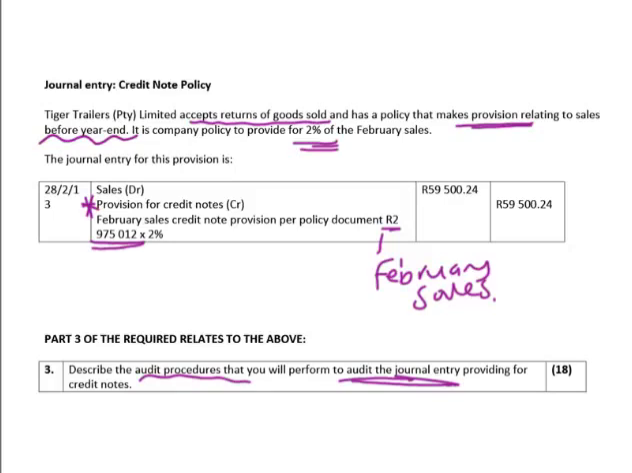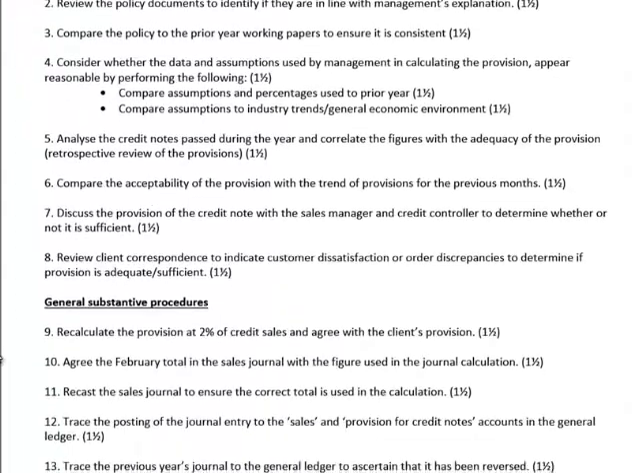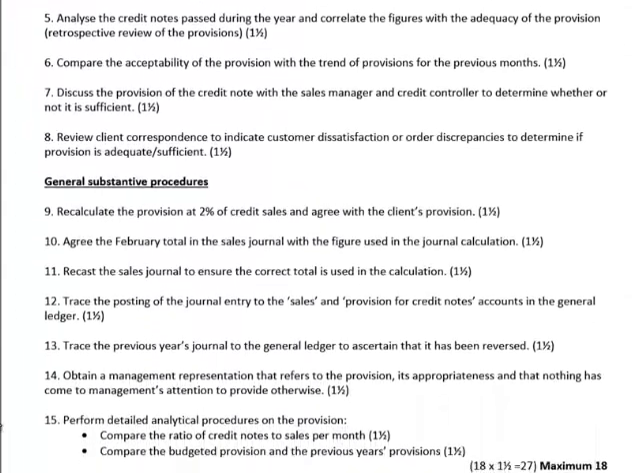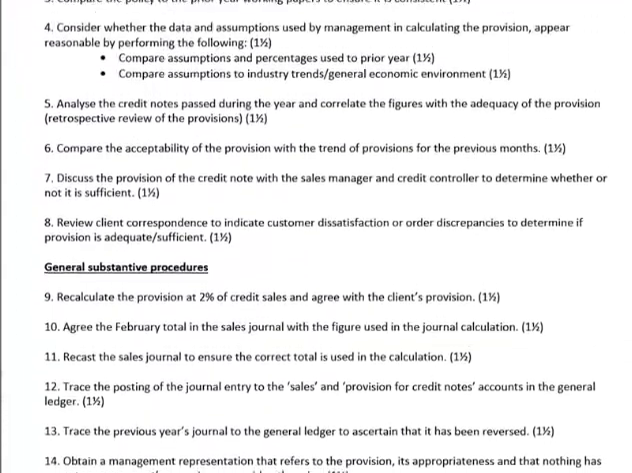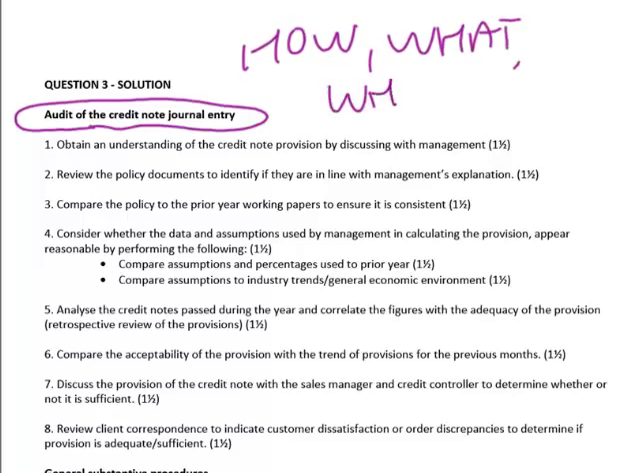Let's go through to our solution here. It says we are going to be auditing the credit note journal entry. Okay, remember once again the structure of your answer. So in this case, we'll see if we scroll down, they've got general procedures at the bottom, and then obviously specific procedures at the top. But don't forget your how, what, and why. Make sure that those procedures are answering each of these. Okay, make sure we're not doing little statements, we're actually answering the question.